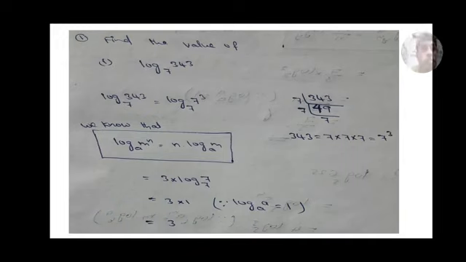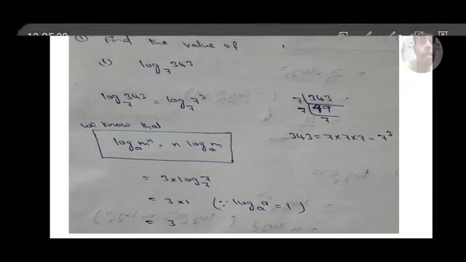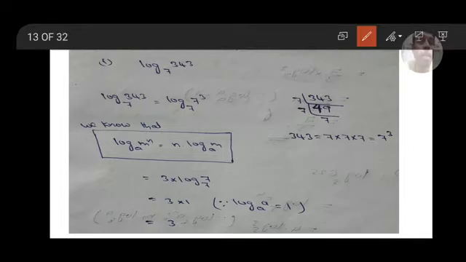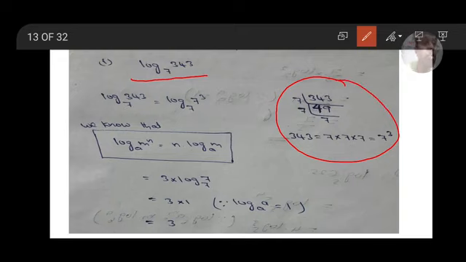So first problem: find the value of log 343 to the base 7. So we have to use the properties. The base is 7 and the logarithmic number is 343. Here 343 can be written as, if you factorize, 7 into 7 into 7, that is 7 cube. Therefore it can be written as log of 7 cube to the base 7.